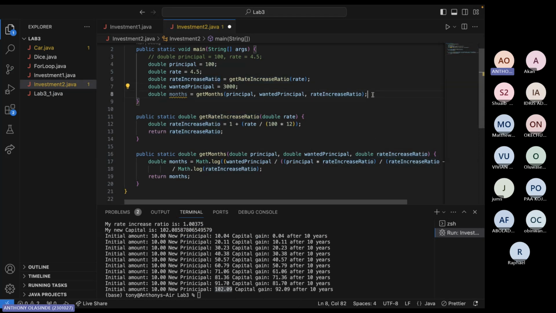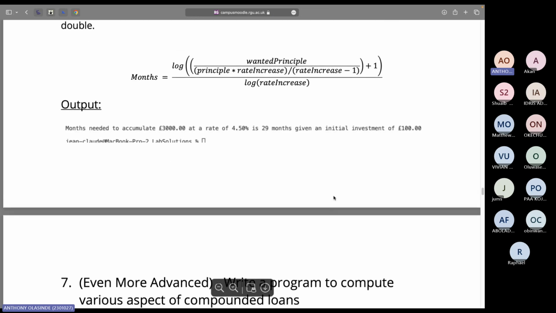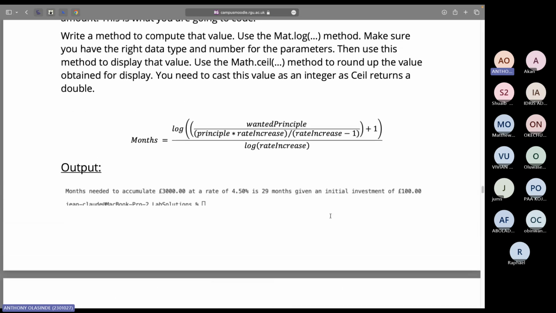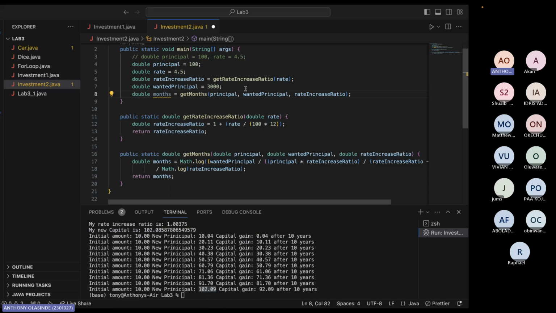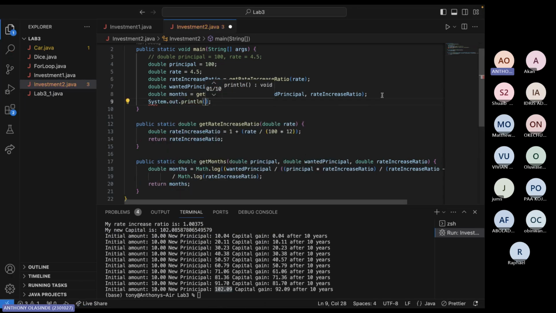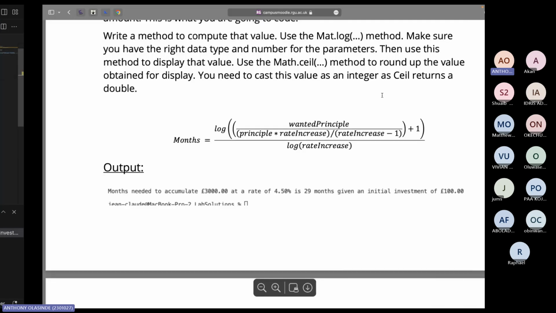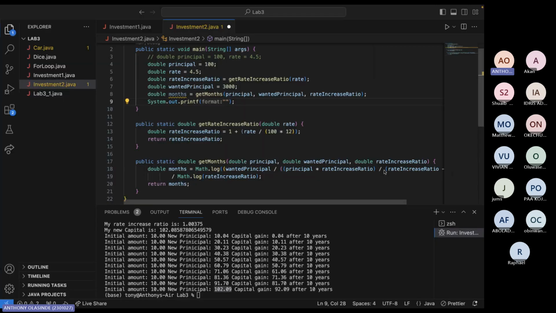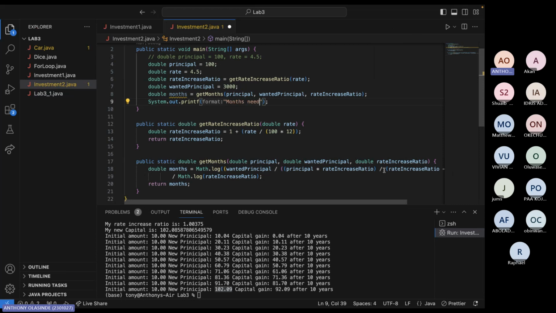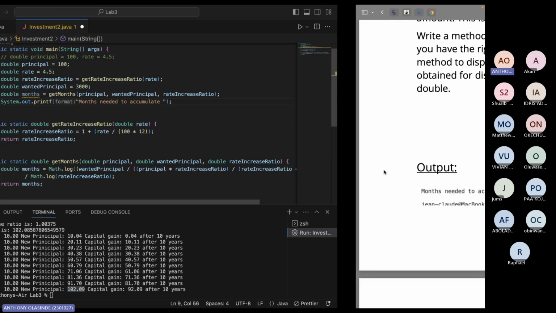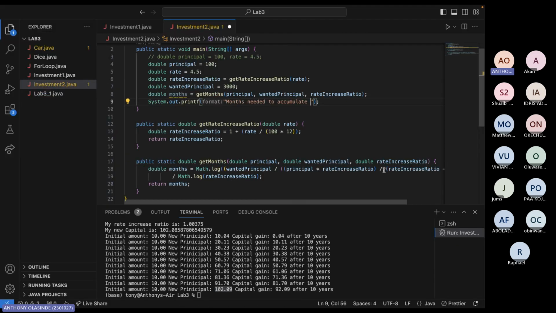So we're good. So do we have an output we're expecting? Months. So I'll just S out that. Change this to F. That's much easier. Then months needed to accumulate. Months needed to accumulate. We don't know this yet. I'll just put this first. I know how to write this.